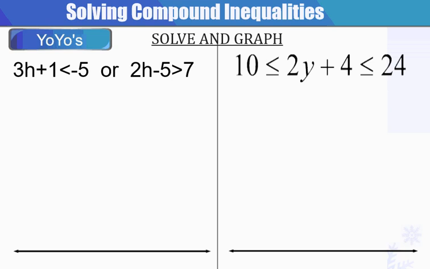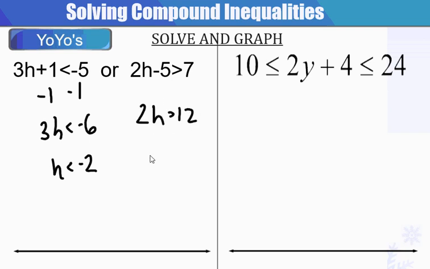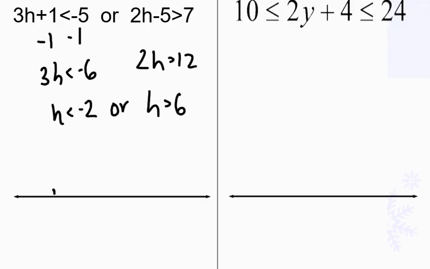Okay, I'm going to go kind of fast. This or statement, subtract 1, I get 3h is less than negative 6. Divide by 3, I get h is less than negative 2. Over here, add 5, I get 2h is greater than 12. Divide by 2, h is greater than 6. This is an or statement all along, so on my number line, I have to be less than negative 2 or greater than 6.